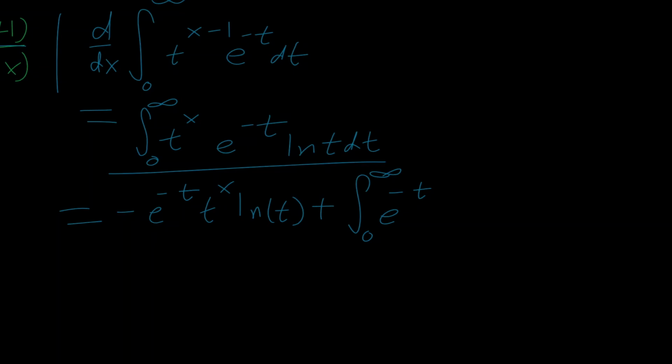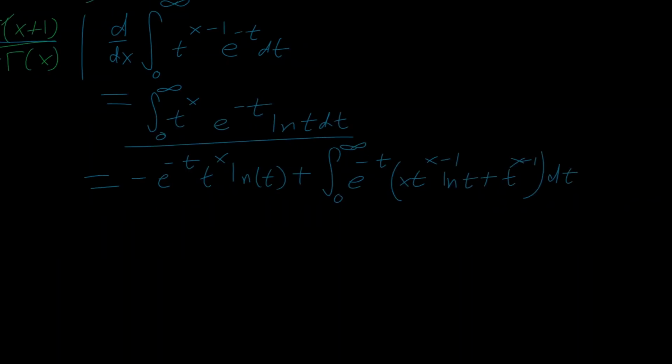So this right here is just going to be product rule, but starting with the t term, we have x times t to the x minus 1 times natural log of t. And then for the next term, we just have a plus t to the x minus 1 because the derivative of natural log is 1 over t in this case, so we subtract 1 from the exponent there. This right here is quite interesting.